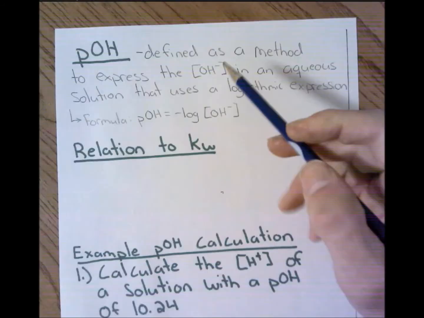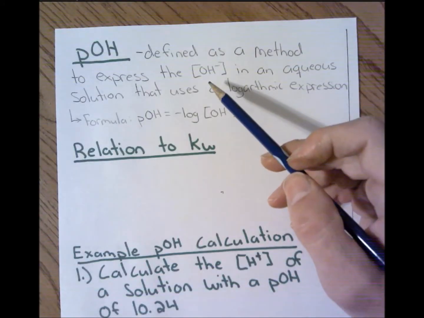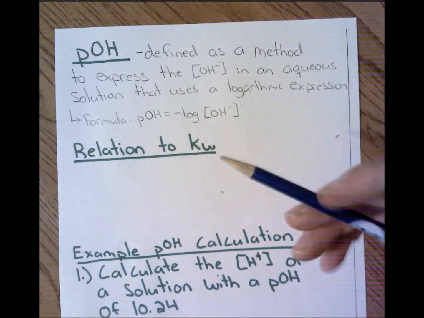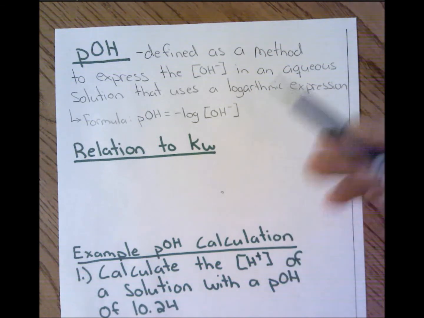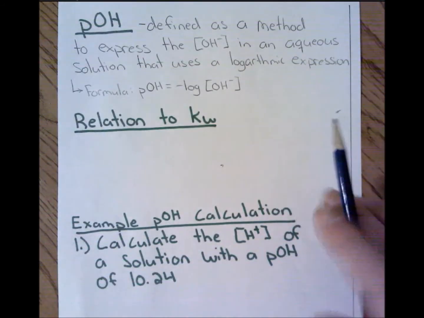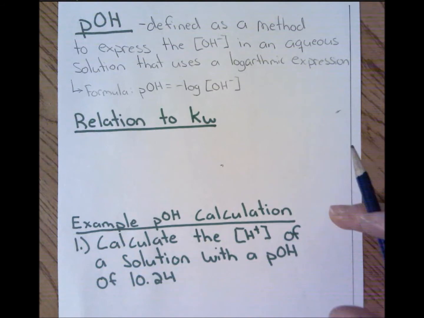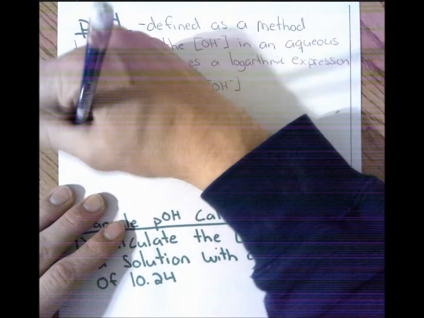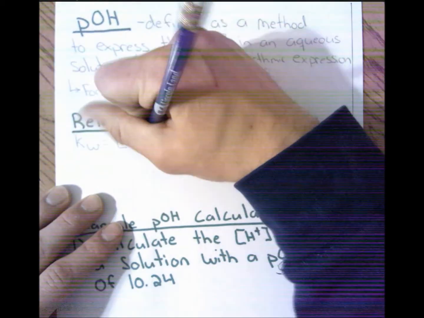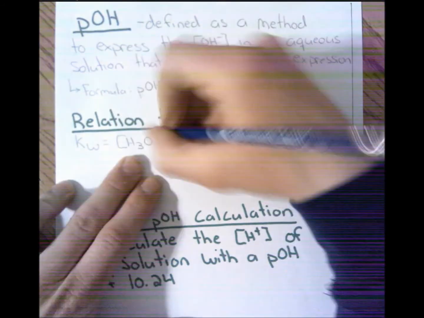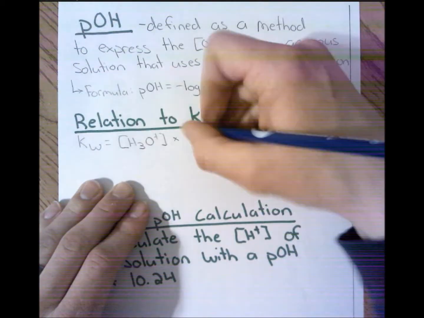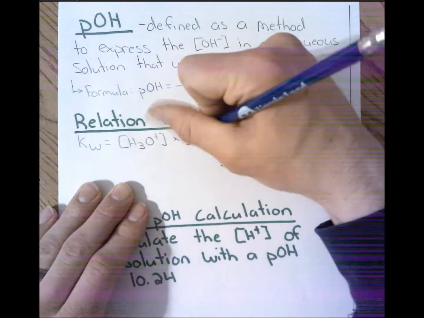Now, hydroxide. We haven't really talked about hydroxide. But if we remember the stuff from KW, it will make sense why we need that pOH or why we're able to do these things. And that really is the next thing here. How do we relate this pOH to pH? Well, the answer lies in looking at KW. If you remember from the last set of notes, KW is equal to the concentration of H3O plus, hydronium, times the concentration of OH minus.